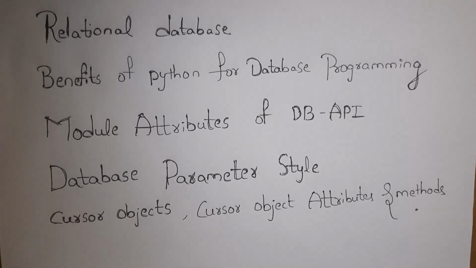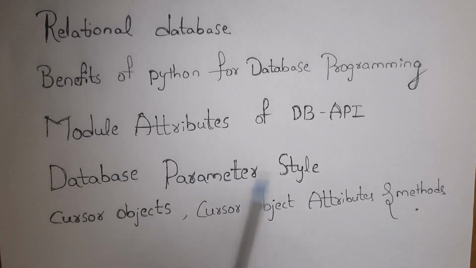In this video, I will be covering what is a relational database and the benefits of Python for database programming. And also I will explain module attributes of database API and database parameter style. At last, I will explain cursor objects, cursor object attributes and methods.